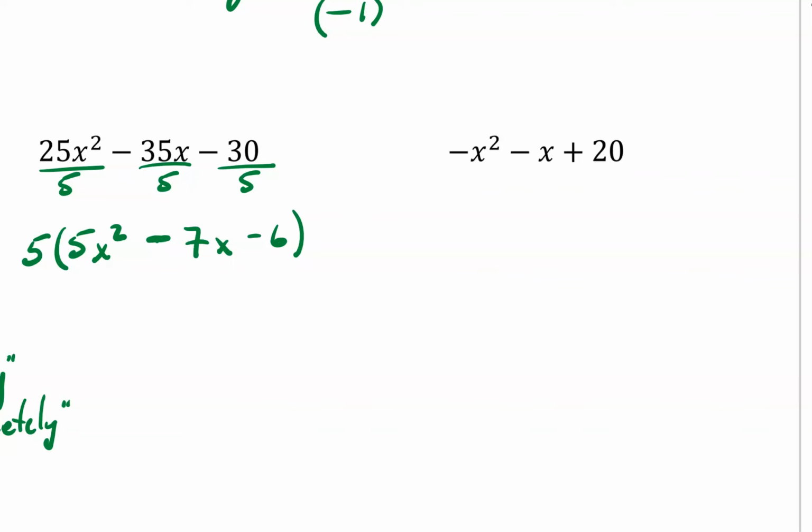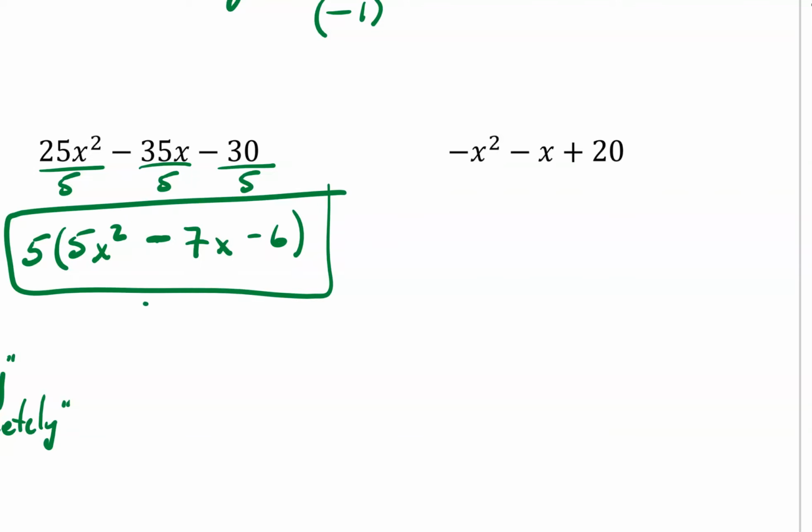Now here again, this would be a good answer if we were asked to factor by using the GCF only. And if we were asked to factor completely, we would try to factor this remaining polynomial using one of the techniques from before. I'm not going to do that in this video. We'll talk about that more in class if we need to.